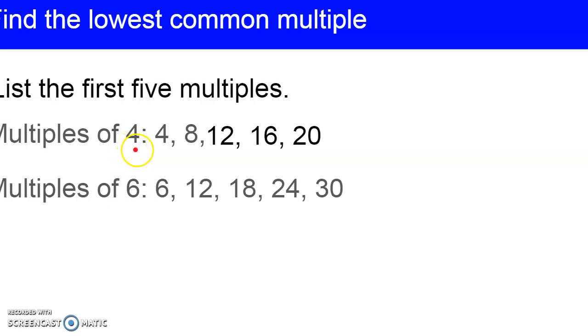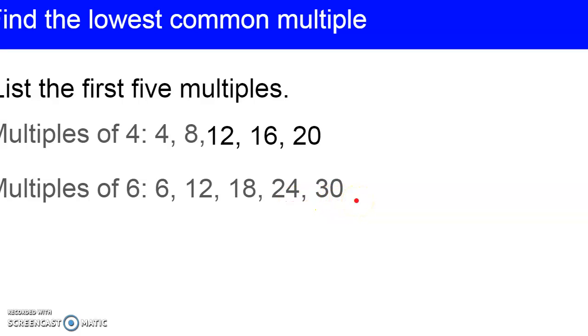We had a denominator of 4 and a denominator of 6. If we think about our multiples of 4, which means we skip count by 4, we're going to start by counting the first 5 multiples: 4, 8, 12, 16, 20. When we skip count by 6, that was our second denominator, we have 6, 12, 18, 24, 30.